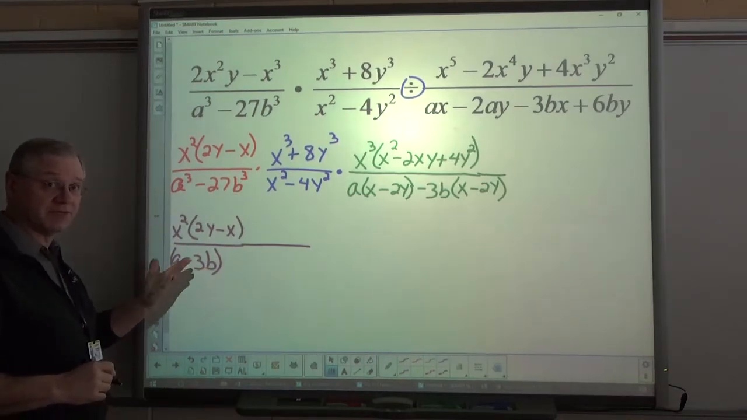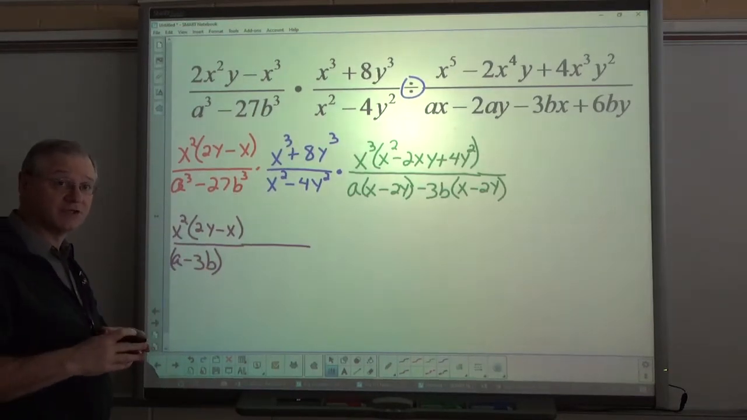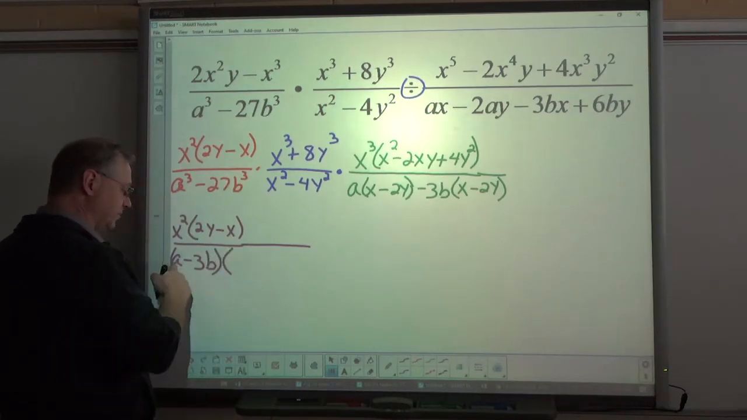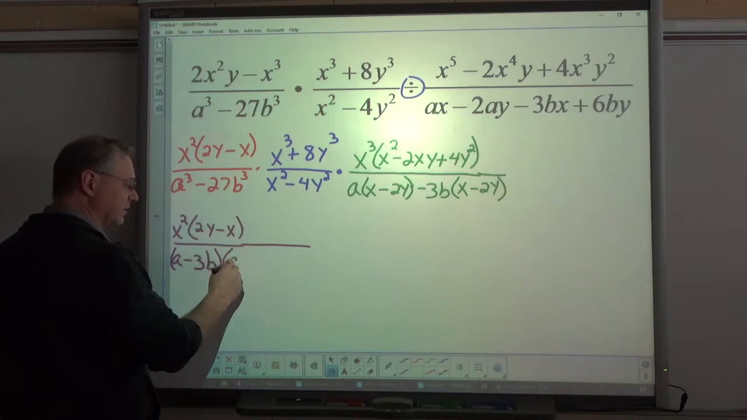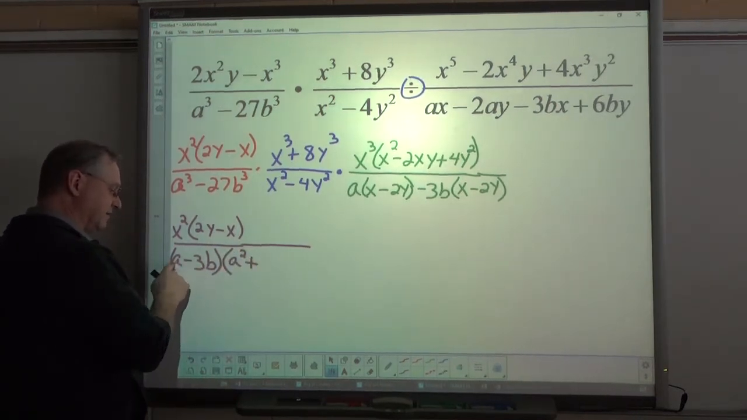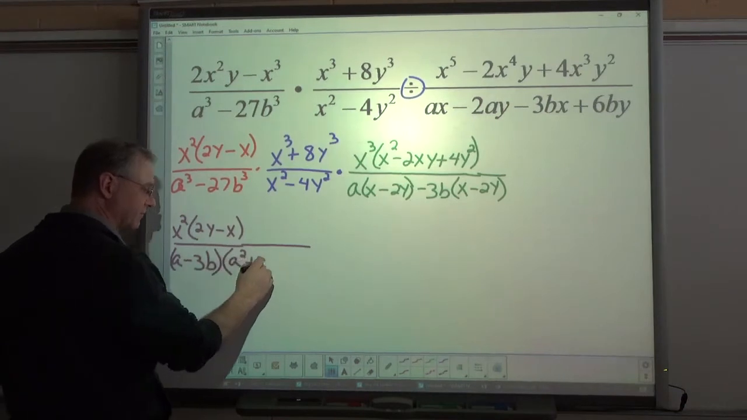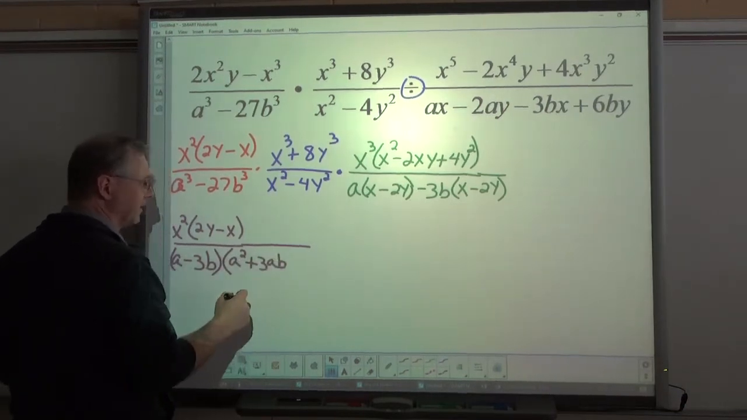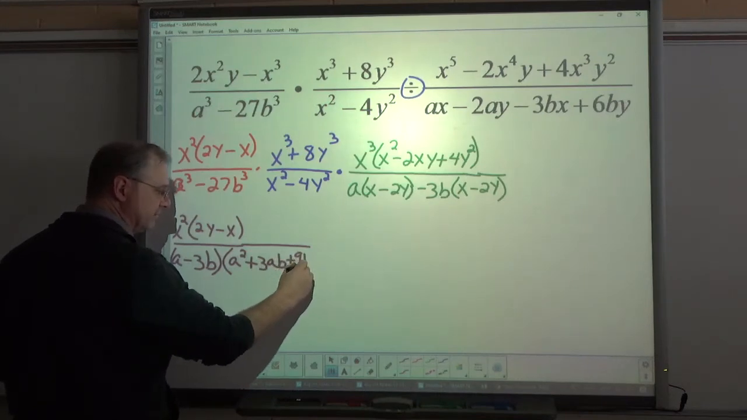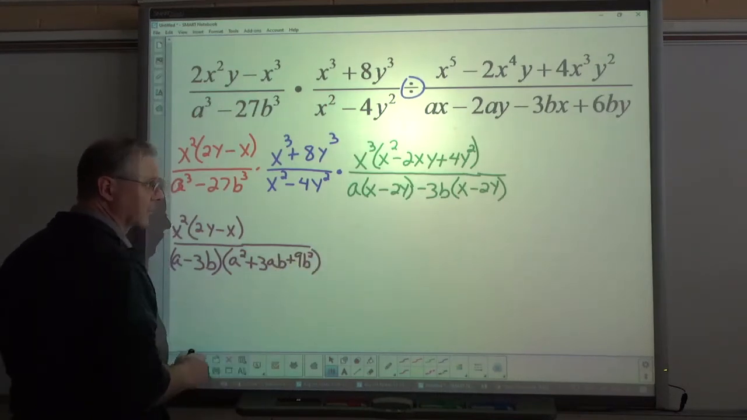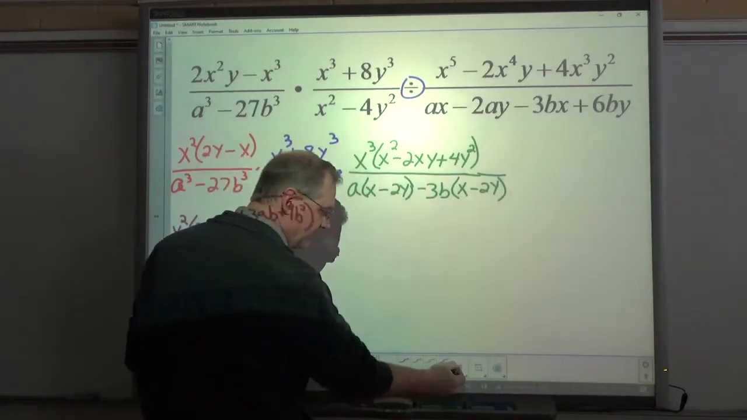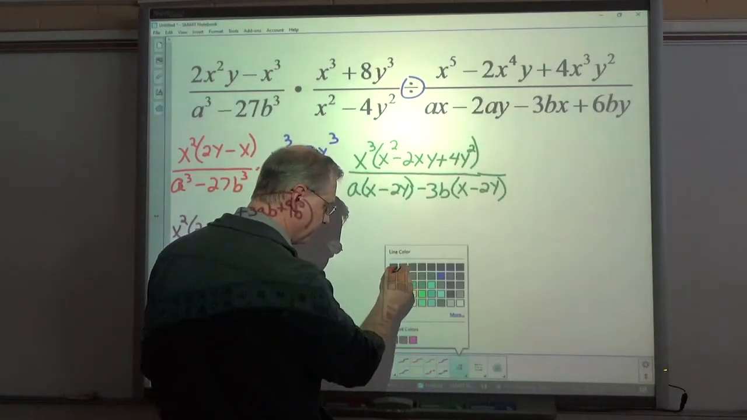3b is the b of my a cubed minus b cubed thing. And then it should be the a being squared plus a times b. So a times 3b is 3ab. And then plus the 3b squared, so plus 9b to the second. Whew! All right. I need some other colors here.